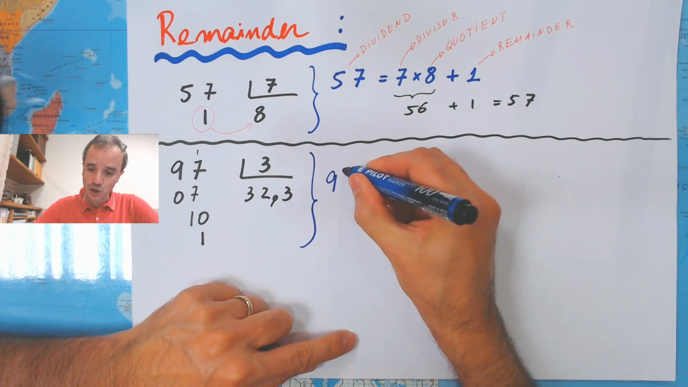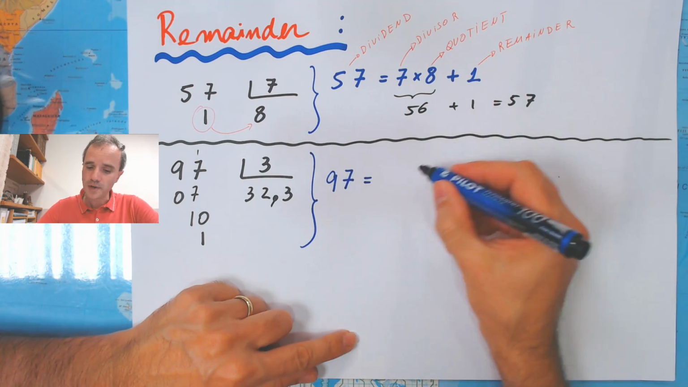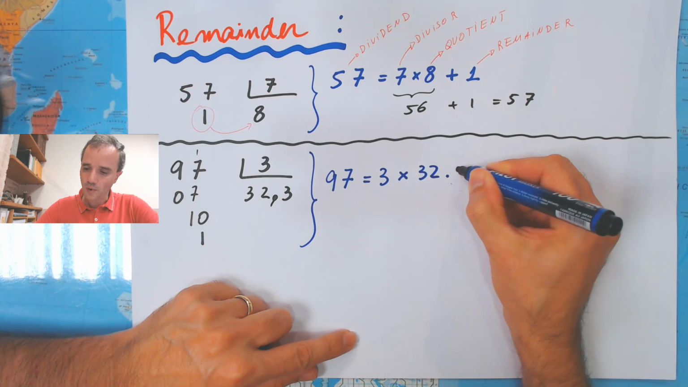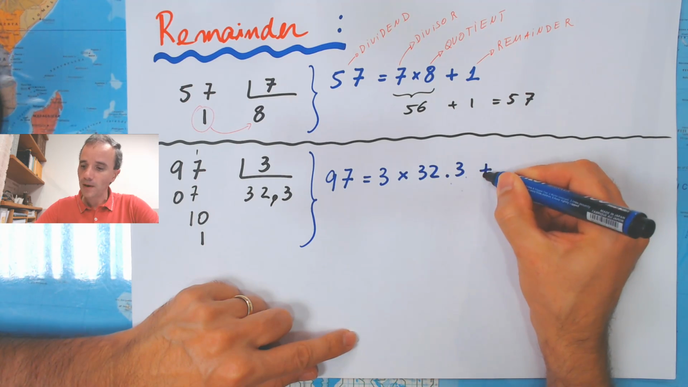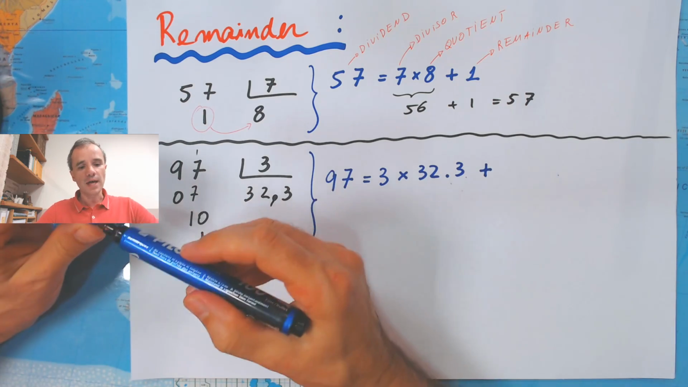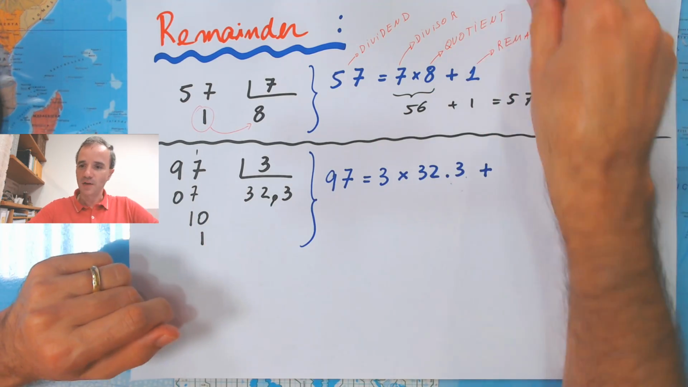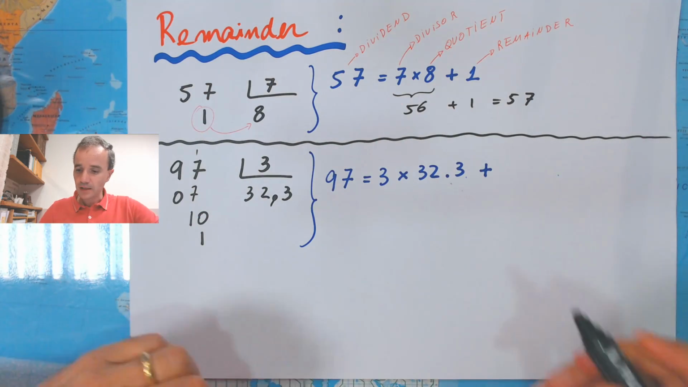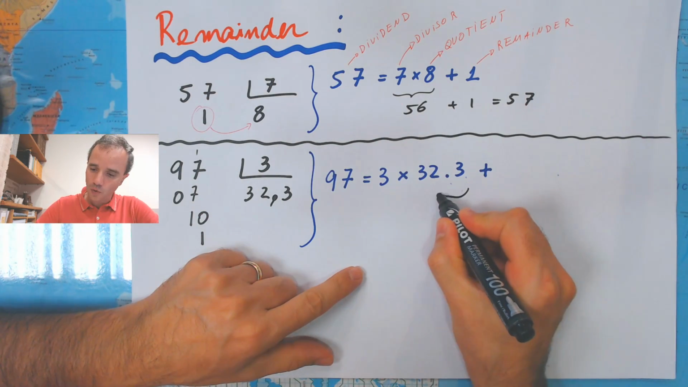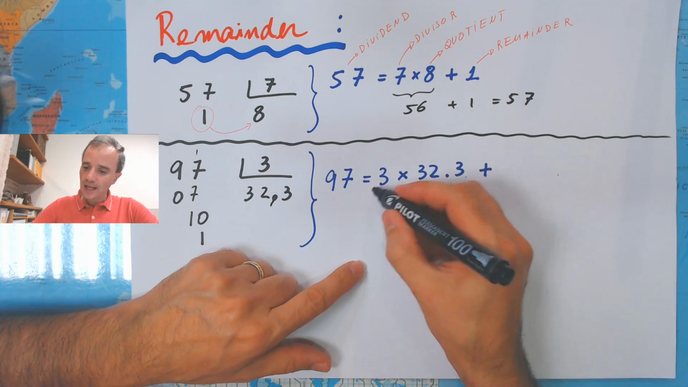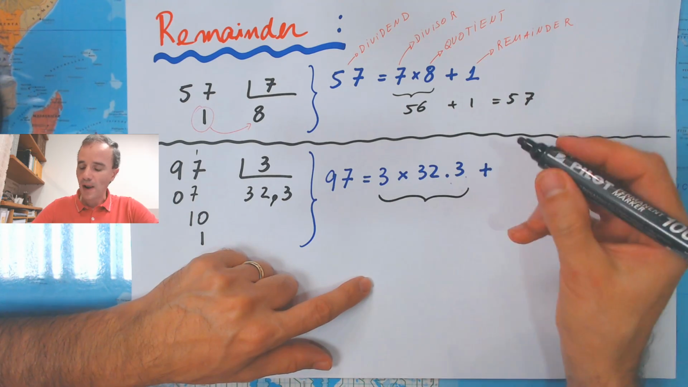Now let's stop and see what's going on in here. So let's check. 97 should be equal to 3 times 32.3 plus the remainder. And now let me ask you something. What is the remainder? 1? No, it's not. If you said 1, it's wrong. And then I'm going to prove to you why it is so.